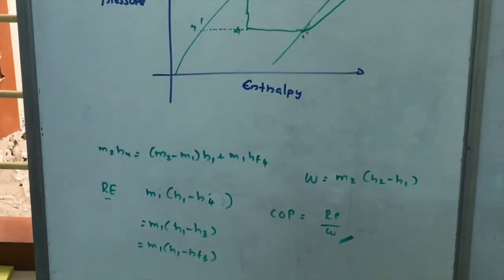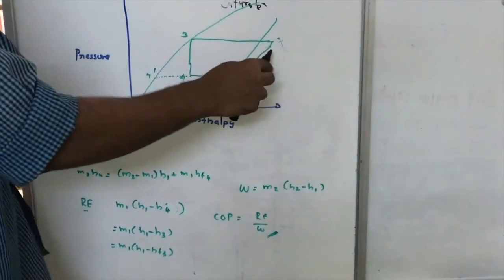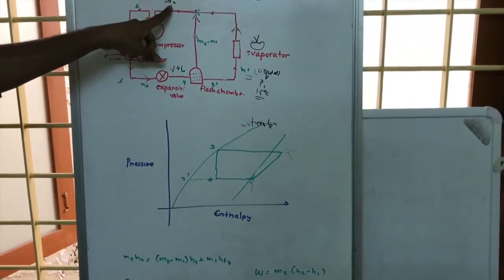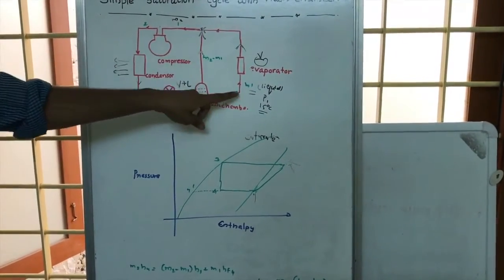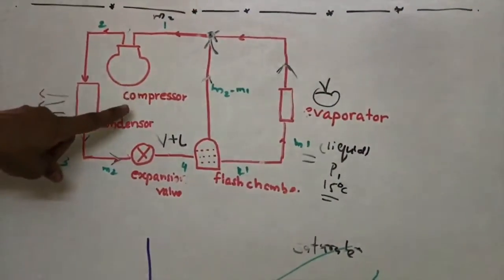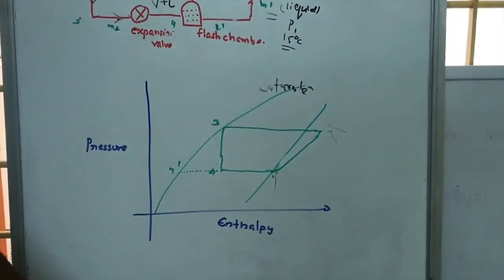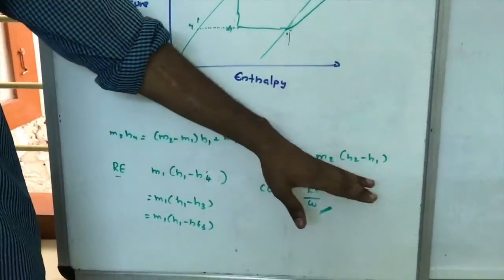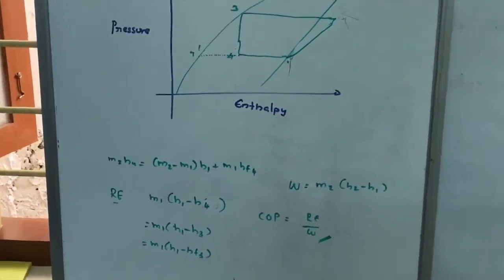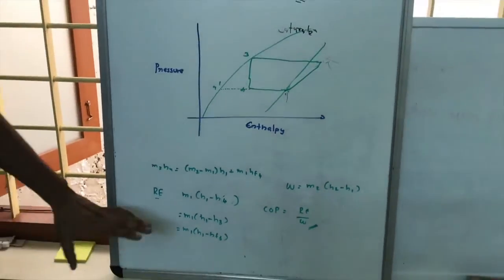Now for the work done, that is in the compressor, 2 to 1. In the compressor, the mass passing will be M2, because M2 minus M1 and this M1 join together to give M2, and that is passing through the compressor. So the compression work for 1 kilogram is H2 minus H1, and for mass M2, M2 into H2 minus H1 gives the work. So if you are asked to find the COP, coefficient of performance of the system, that is refrigerating effect by work. So we can find the COP.